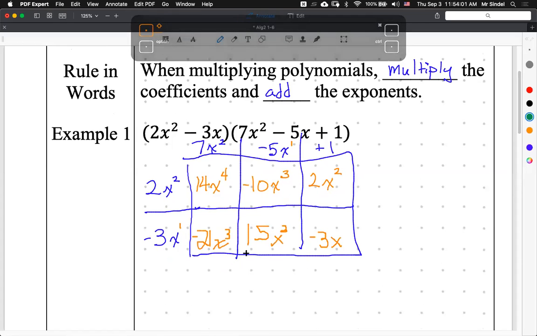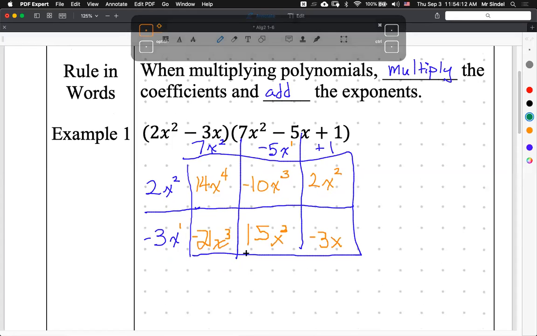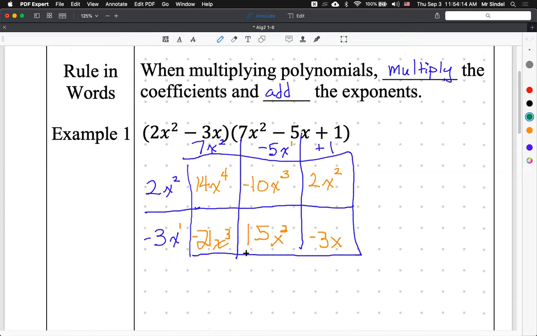Wait, identify like terms. Yep. Go ahead and do it. So 21x to the power 3 and negative 10. Yep, those are both like terms. So I'm going to go ahead and underline both of those. I'm going to need your help on this one. Okay.